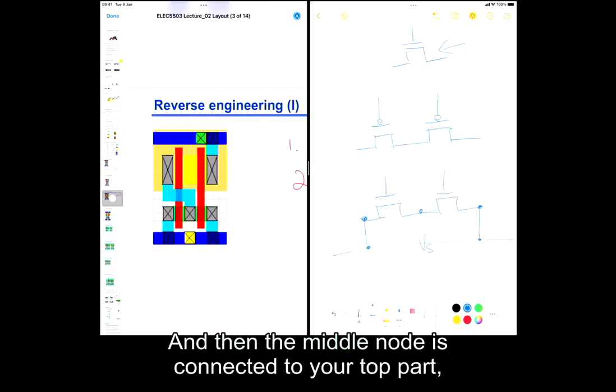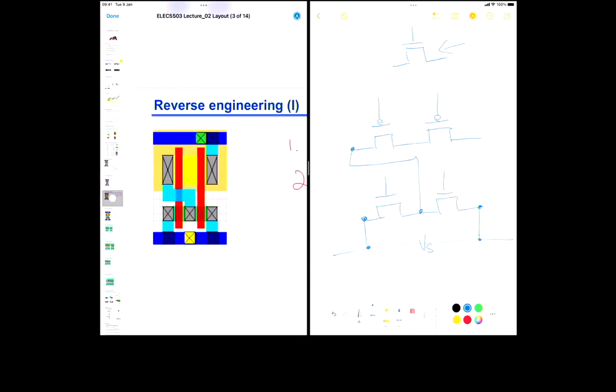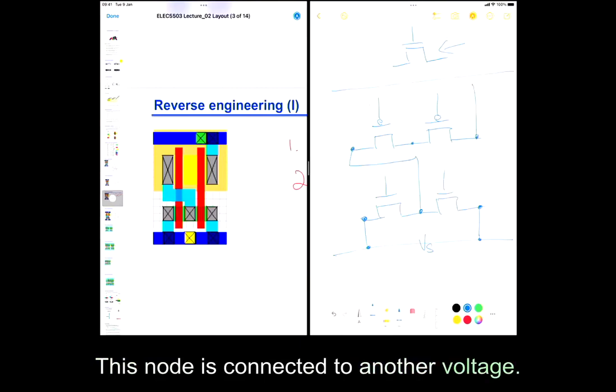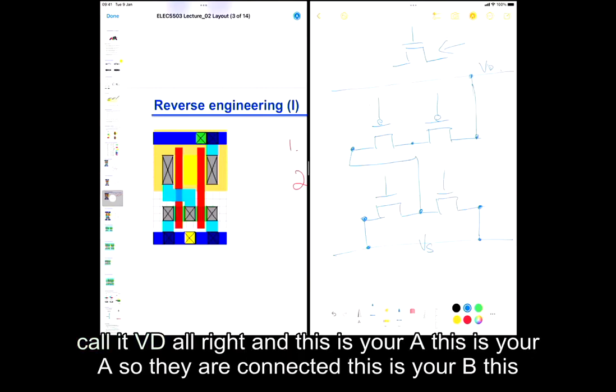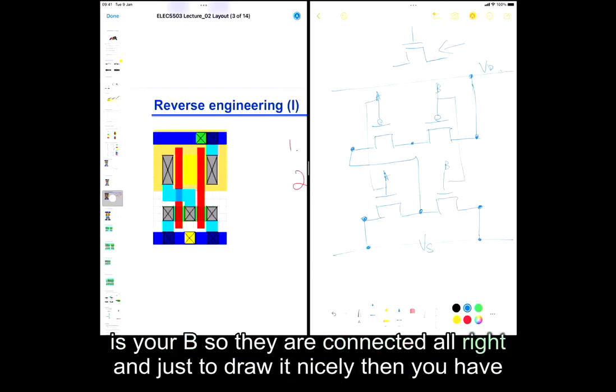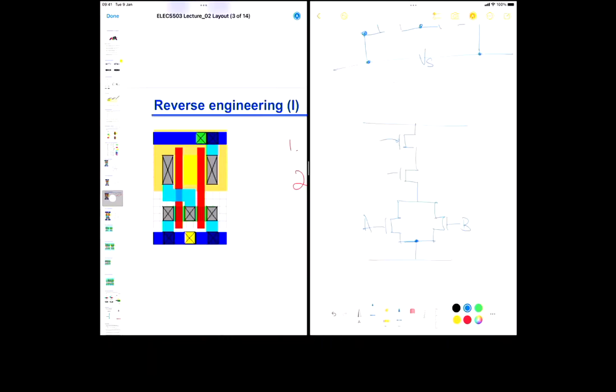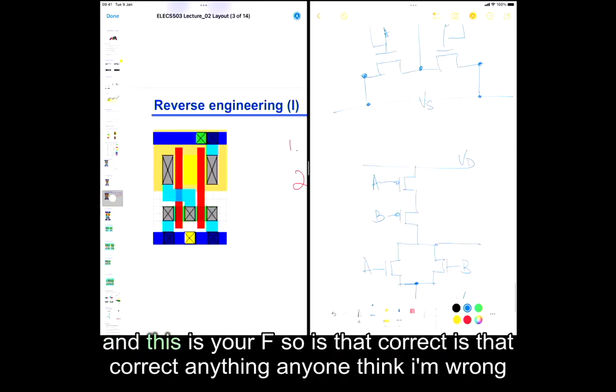And then the middle node is connected to your top part, left-hand node. This node is not connected to anything. This node is connected to another voltage. I call it Vd. All right? And this is your A, this is your A, so they are connected. This is your B, this is your B, so they are connected. All right? And just to draw it nicely, then you have, and this is your F.